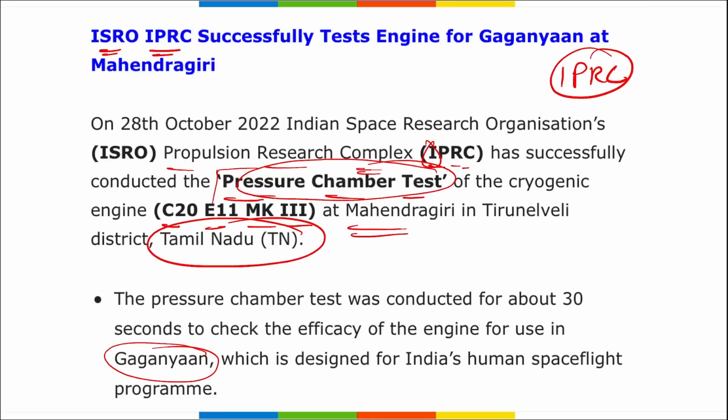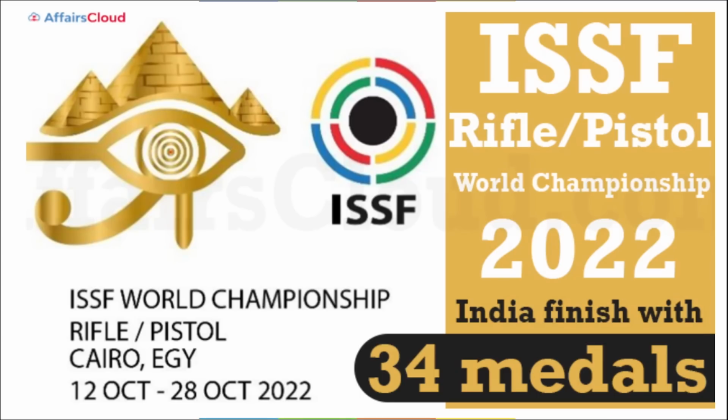So in order to keep the humans safe in that particular flight, this test was conducted by the ISRO Propulsion Research Complex, that is your IPRC. Next news. Next we are talking about the ISSF World Championship for Rifle and Pistol. This was held in Cairo.